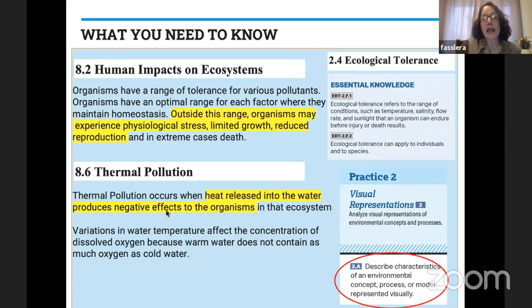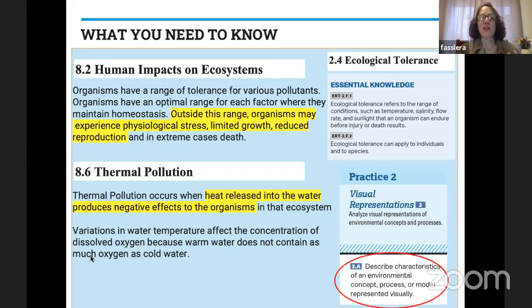In Unit 8, they come back to that and say, okay, now that we understand that there's this ecological tolerance, what happens when organisms exceed that range of tolerance? Or what happens when they get outside that optimal range of tolerance? I will point out the part of the definition that I highlighted there: organisms may experience physiological stress, limited growth, or reduced reproduction. And I didn't highlight the "in extreme cases, death." I'm going to come back to that in a minute.